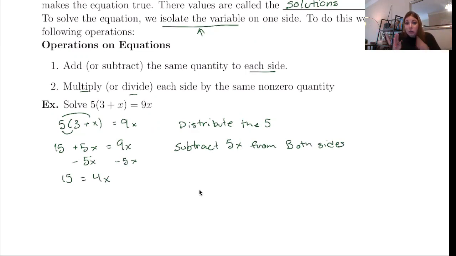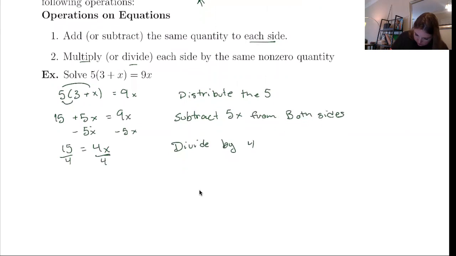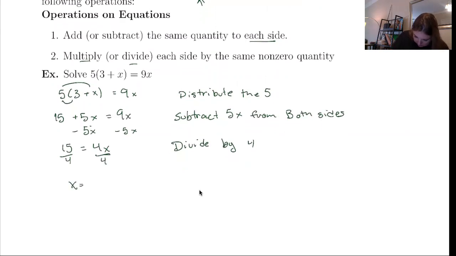Now I need to get x alone. The reason we move everything onto one side is so that I can just have x times something. The opposite of multiplication is division. So I'm going to divide by 4, and I get x equals 15 fourths.